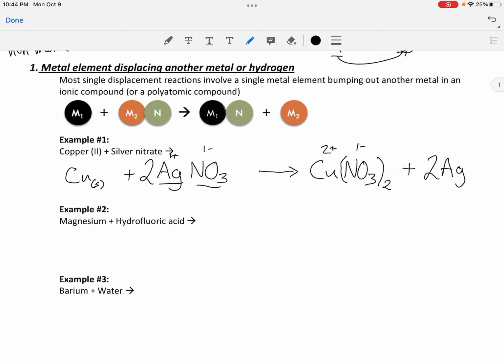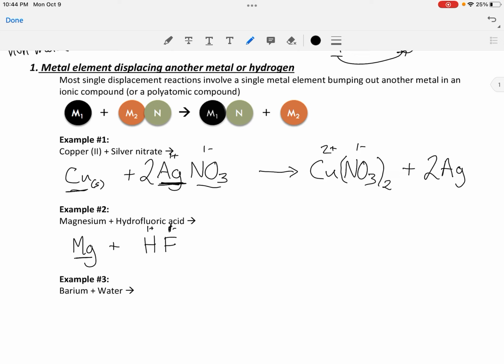So that's how a single metal can come in and bump out a metal in an ionic compound or a polyatomic ionic compound. Next, let's look at how a metal like magnesium can come in and bump out the hydrogen from an acid. So here's magnesium, and here's hydrofluoric acid, HF, right? H has a positive 1 charge, F has a negative 1 charge here. So it's just going to make a ratio of 1 to 1 here, HF.